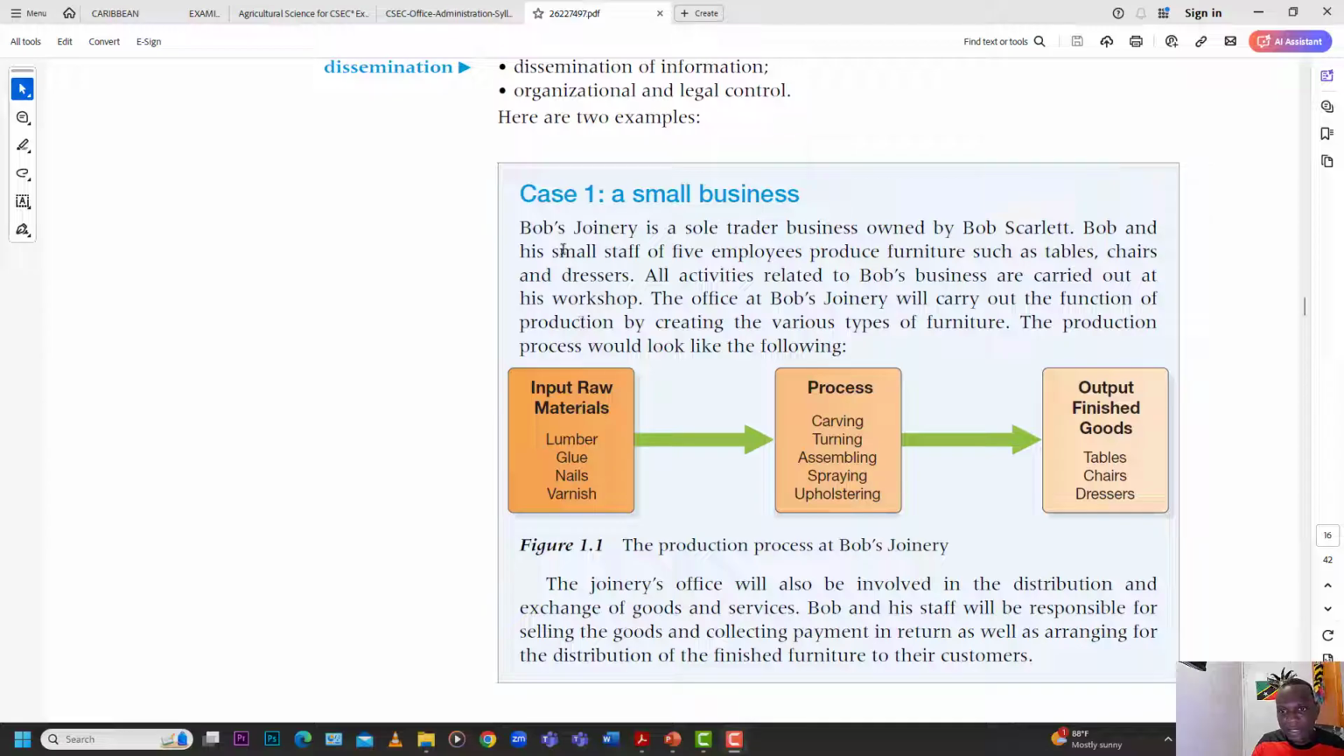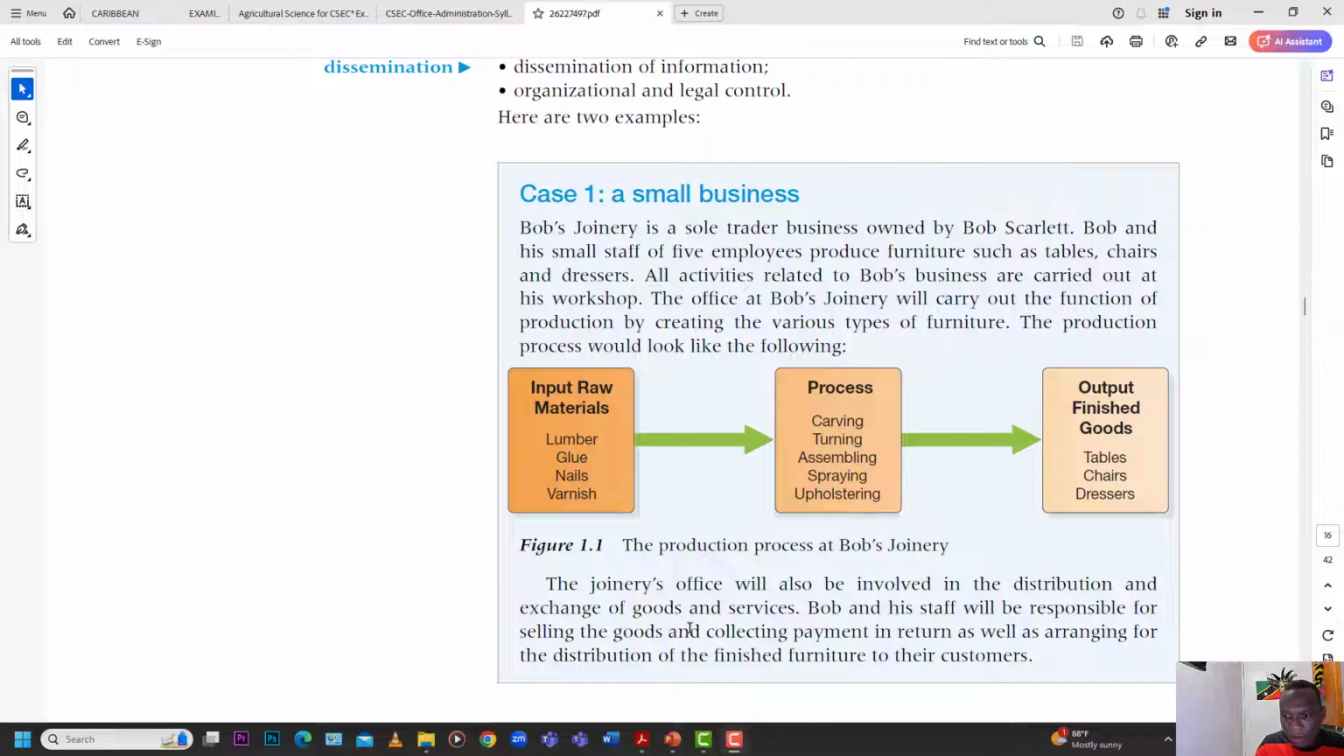Case 1, a small business. Bob's Joinery is a sole trader business owned by Bob Scarlett. Bob and his small staff of 5 employees produce furniture such as tables, chairs, and dressers. All activities related to Bob's business are carried out at the workshop. The office at Bob's Joinery will carry out the function of production by creating the various types of furniture. The production process would look like the following. Input: raw materials, lumber, glue, nails, varnish. Process: carving, turning, assembling, spraying, upholstering. Output: finished goods, table, chair.